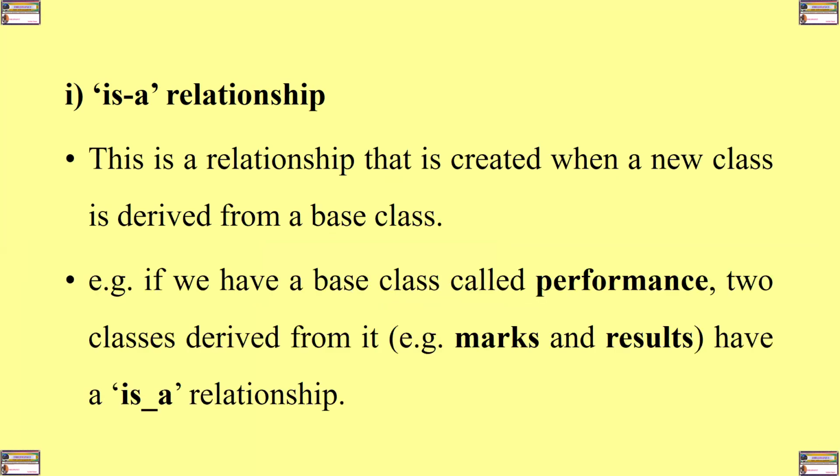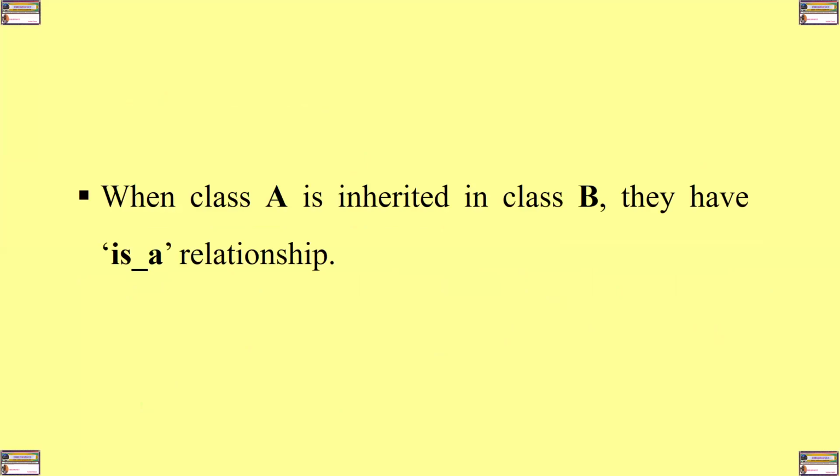For example, if you have a base class called performance, and it has two classes derived from it, which are marks and results, then we can say that performance as well as marks and results have what we call is-a relationship. When class A is inherited in class B, they have what we call is-a relationship.